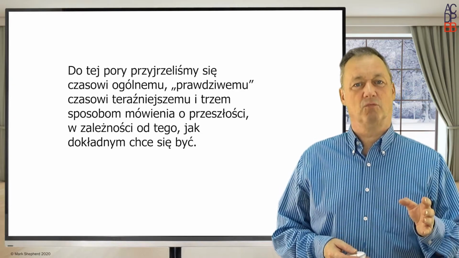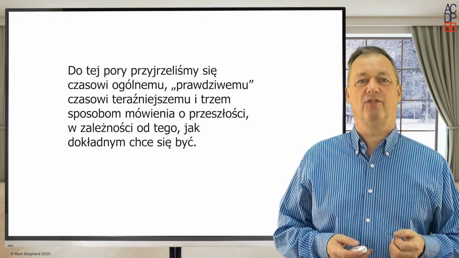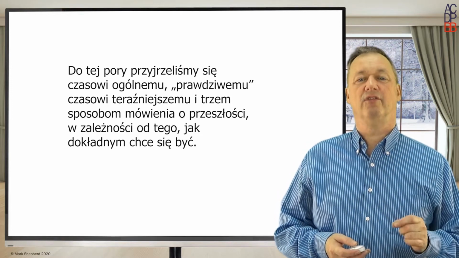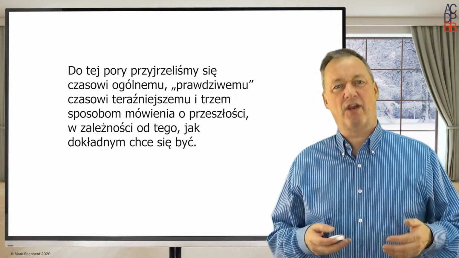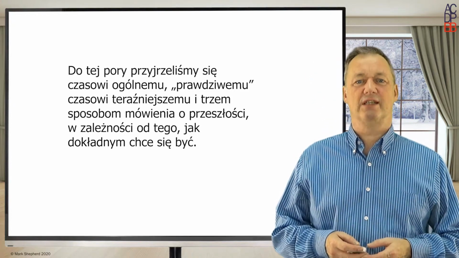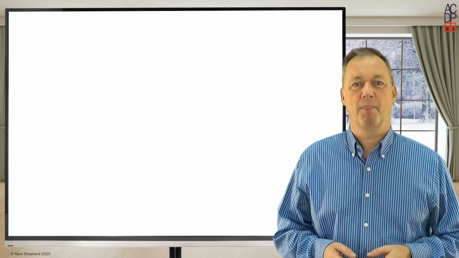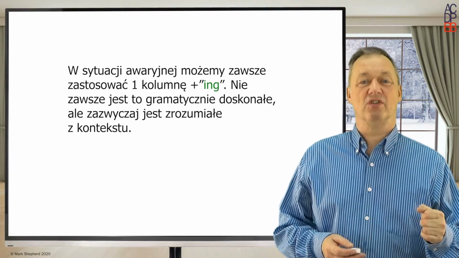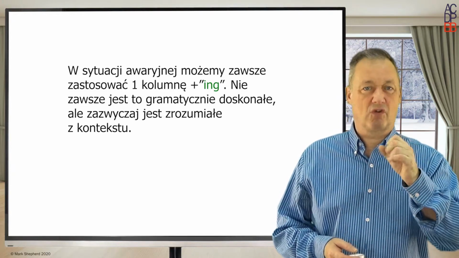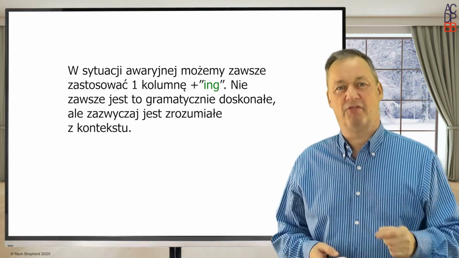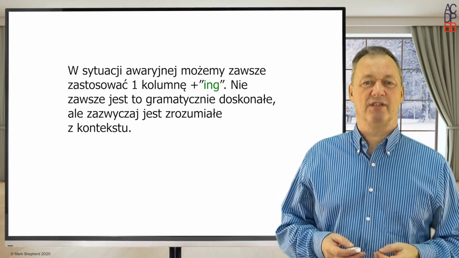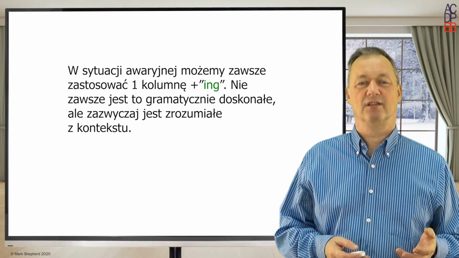So far, we've looked at the general tense, the real present tense, and 3 ways to talk about the past, depending on how specific or exact you want to be. Now, in an emergency, we can always use column 1 plus ing. It's not always perfect, but it's usually understandable from the context.